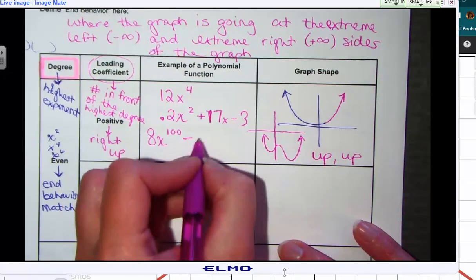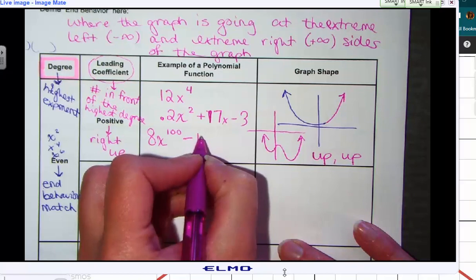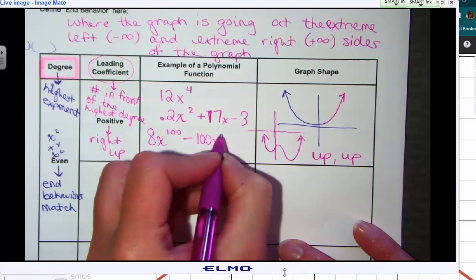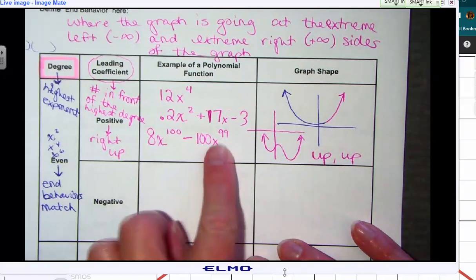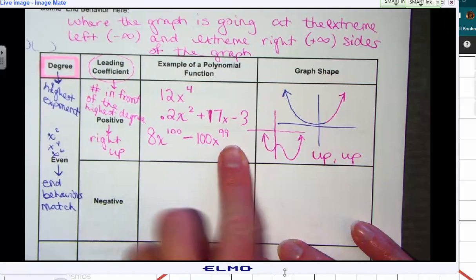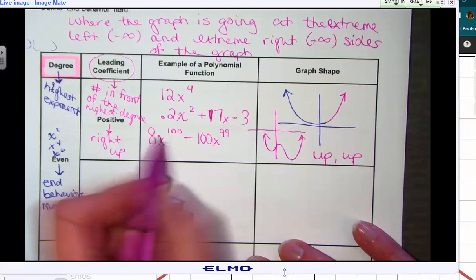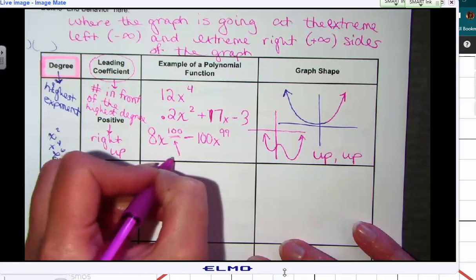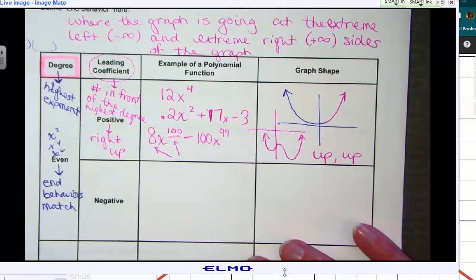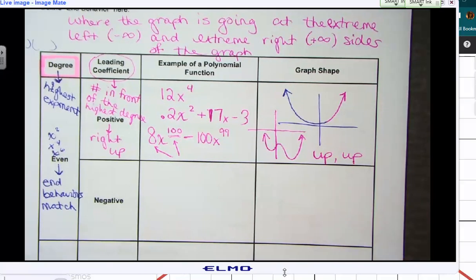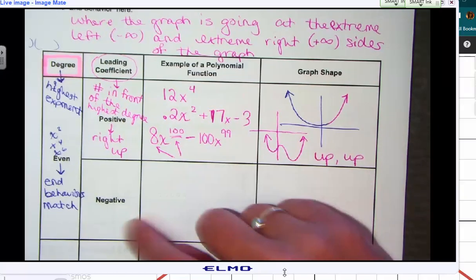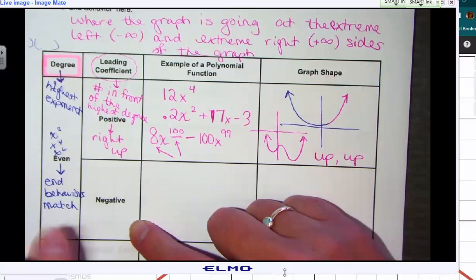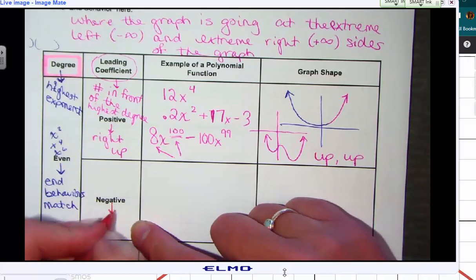You could have any other values, even to the 99th power and the 98th power and the 97th power. This is the one that carries all the power, so we are looking for the highest degree and the leading coefficient in front. And the very moment that we turn any of these leading coefficients negative, this is what makes the right side go down.